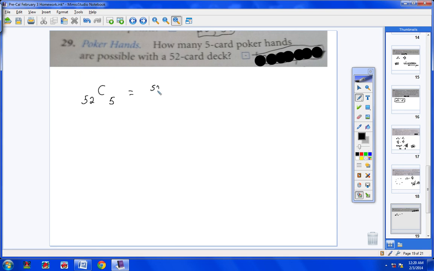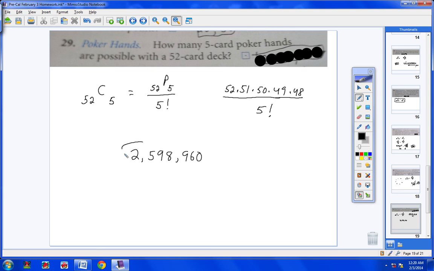So I would have this right here, permutations of 5 out of a total of 52, all over 5 factorial. And of course in the numerator we would have 5 numbers because of this 5 right here, so I would have 52 options, and then 51, and then 50, and then 49, and then 48, all over 5 factorial. I'm not going to take time and type that in, but I will give you the answer so you can practice. If you do type that in correctly, you're going to get 2,598,960. And that is the correct answer.